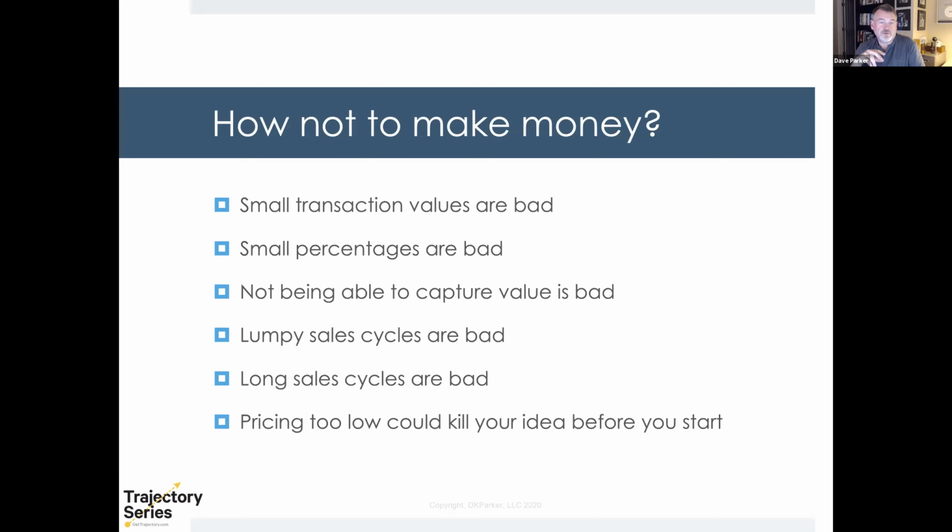If you can create value but not capture it, which means you've created a product but no one's willing to pay for it, that's a problem, right?